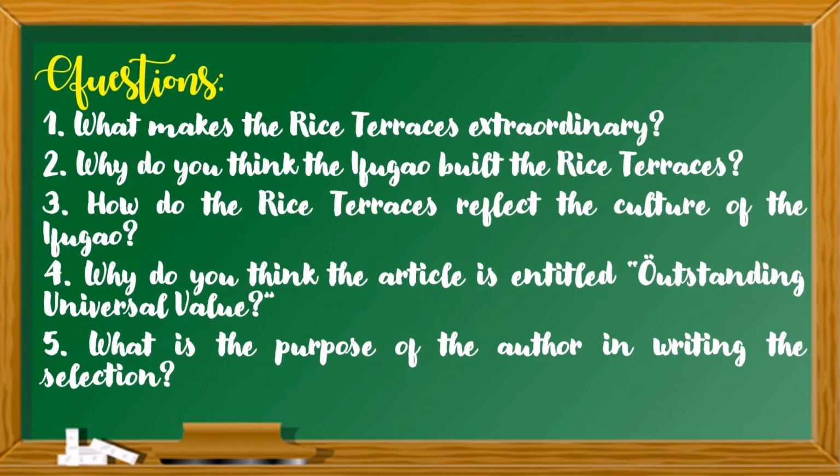So here are the questions. Number 1, what makes the rice terraces extraordinary? Why do you think the Ifugao built the rice terraces? How do the rice terraces reflect the culture of the Ifugao? Why do you think the article is entitled Outstanding Universal Value? What is the purpose of the author in writing the selection?